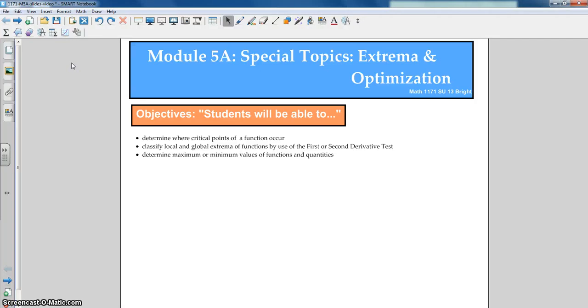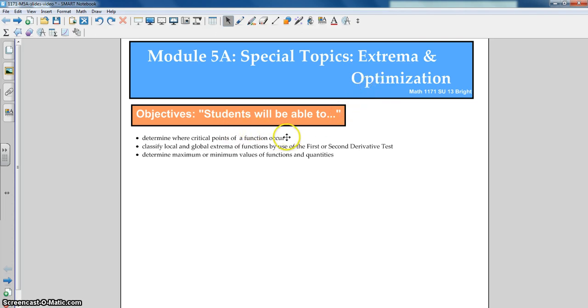So we've gotten through most of the traditional topics in calculus, and now we're going to focus on a few special topics which are normally taught in many calculus courses: extrema and optimization. And we're introducing them side by side because the tools that we develop to analyze extrema go hand in hand with determining the maximum or minimum values of a function, which is really determining what values optimize the function.